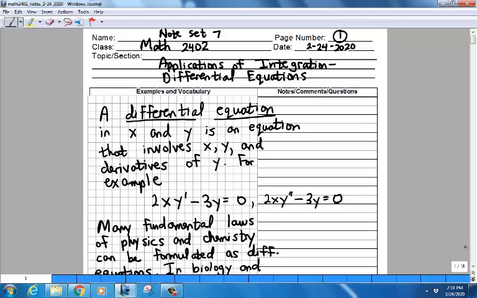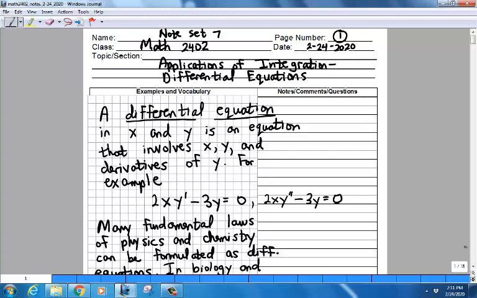So a differential equation is an equation that involves x and y, those variables, but then also derivatives of y. In these differential equations that we're going to look at, we're thinking of y as being a function of x. So in our differential equation, we have the variable x possibly and the variable y possibly, but then also derivatives of y with respect to x, because we're thinking of y as being a function of x. So here are just a couple of simple examples of differential equations.